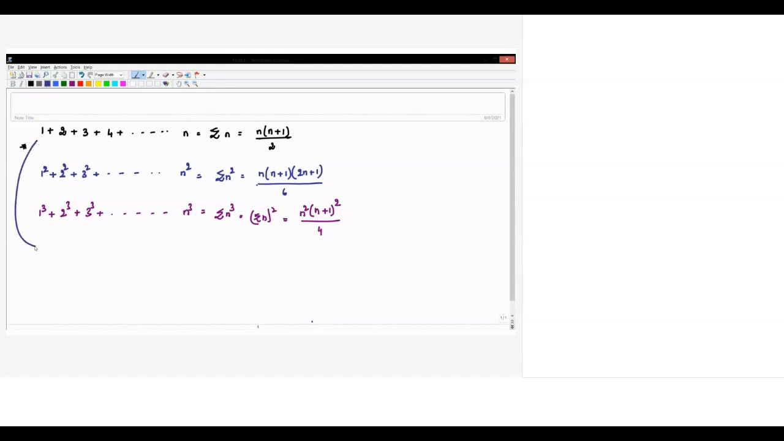Multiply the first one with the 2. 2 plus 4 plus 6 plus so on up to 2n. Sigma 2n means sum of first n even numbers. Sum of first n even numbers is n into n plus 1. Then subtract 1.